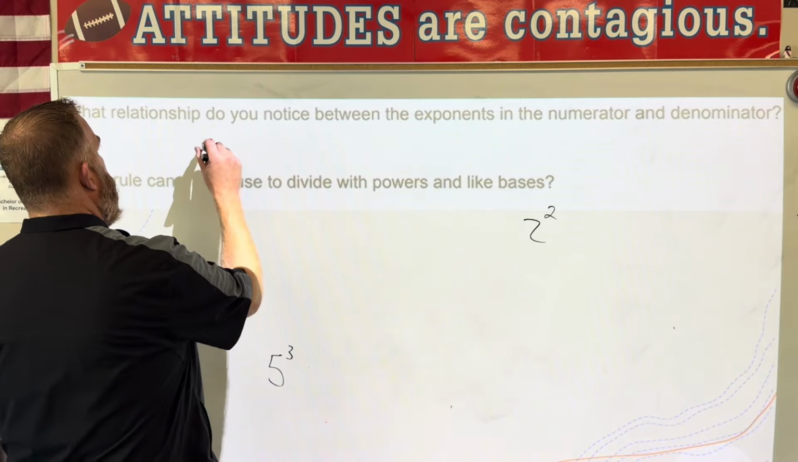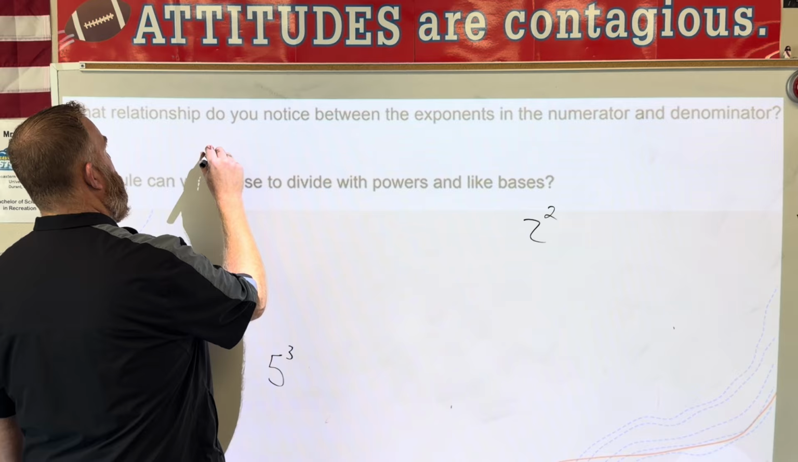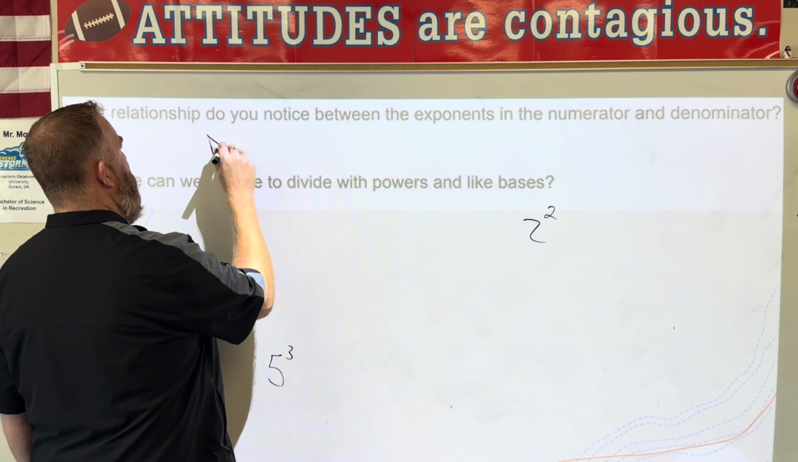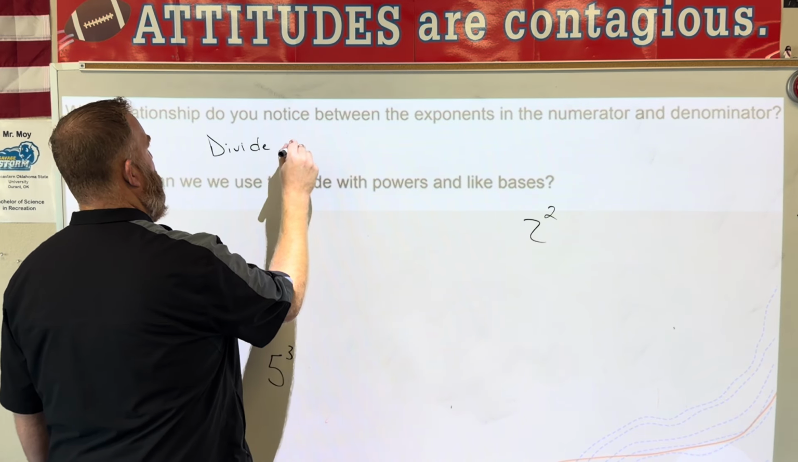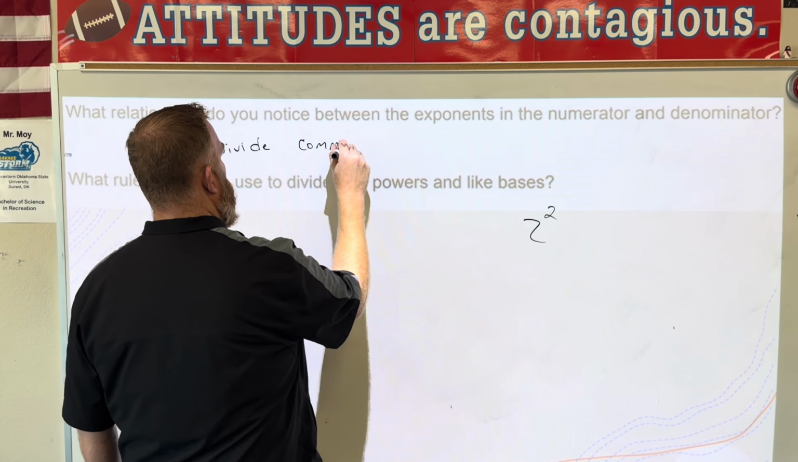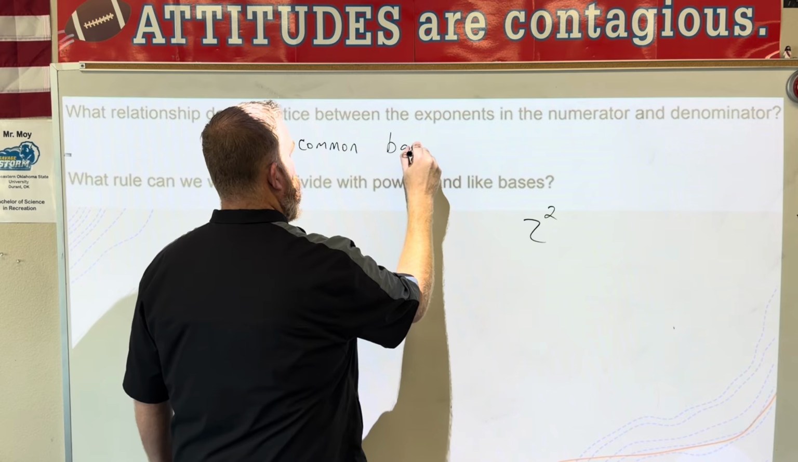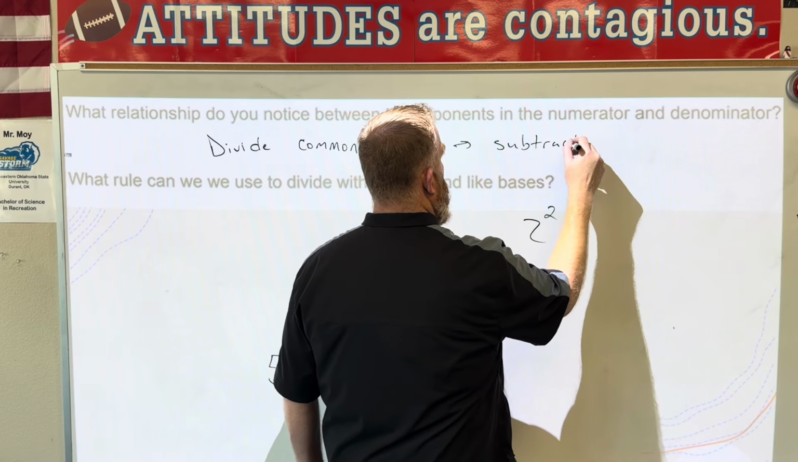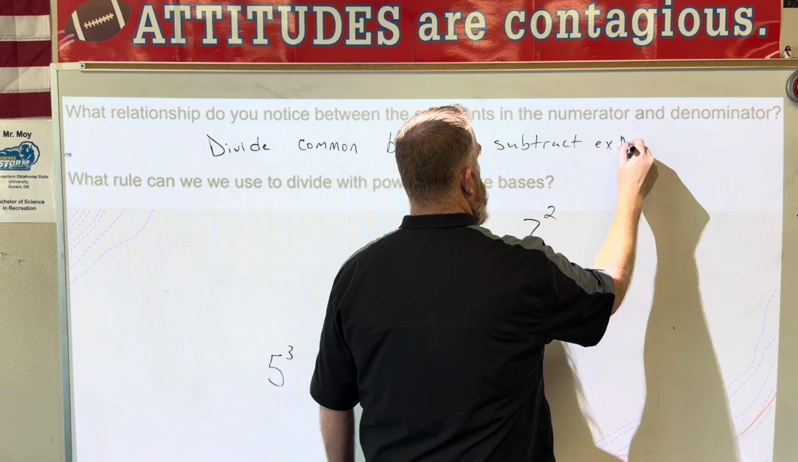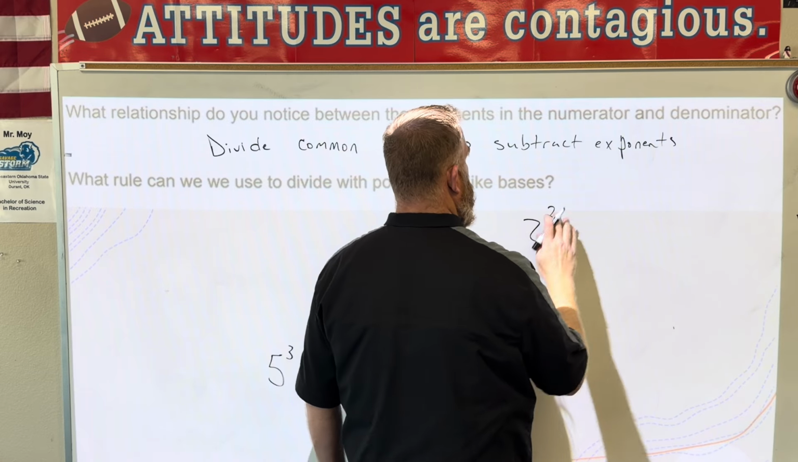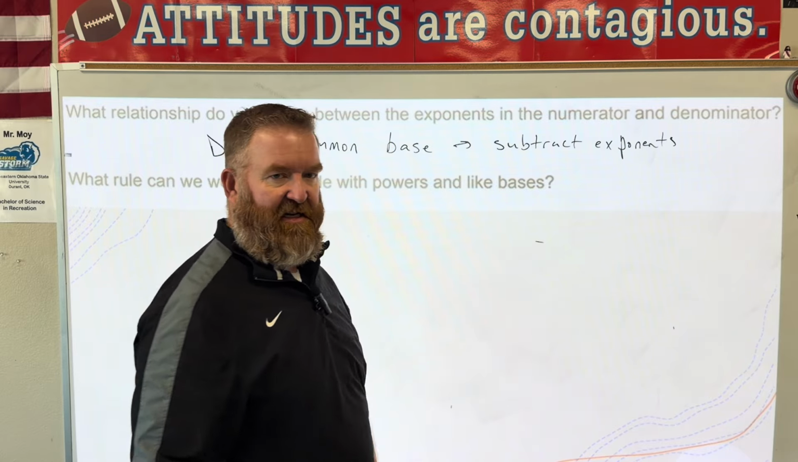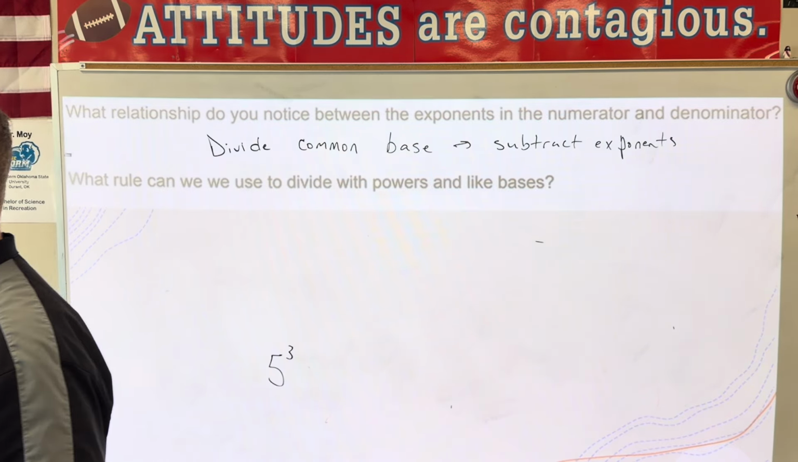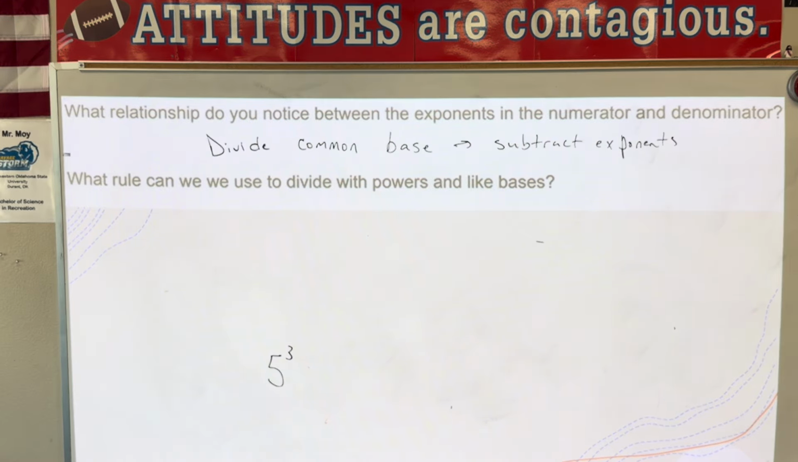So here we go. When you divide common bases, you subtract the exponents. Isn't it just like the notes from the other day? Like it looks the exact same. Okay. When you divide with a common base, you have to subtract the exponents.